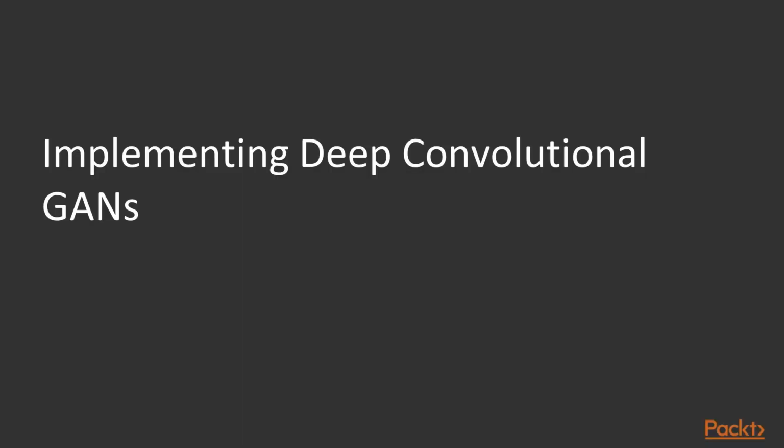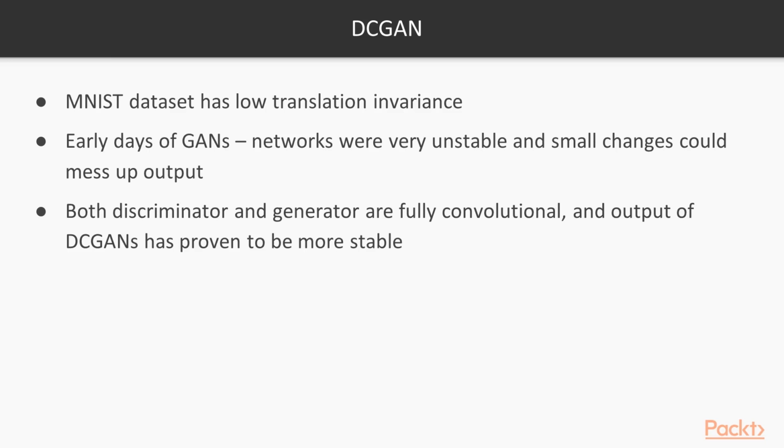Now, we implement deep convolutional GANs. The MNIST dataset has a low translation invariance, so it's easier for our network to generate these examples. In the early days of GANs, the networks were very unstable, and small changes could mess up the output. In 2016, DC GANs were introduced.